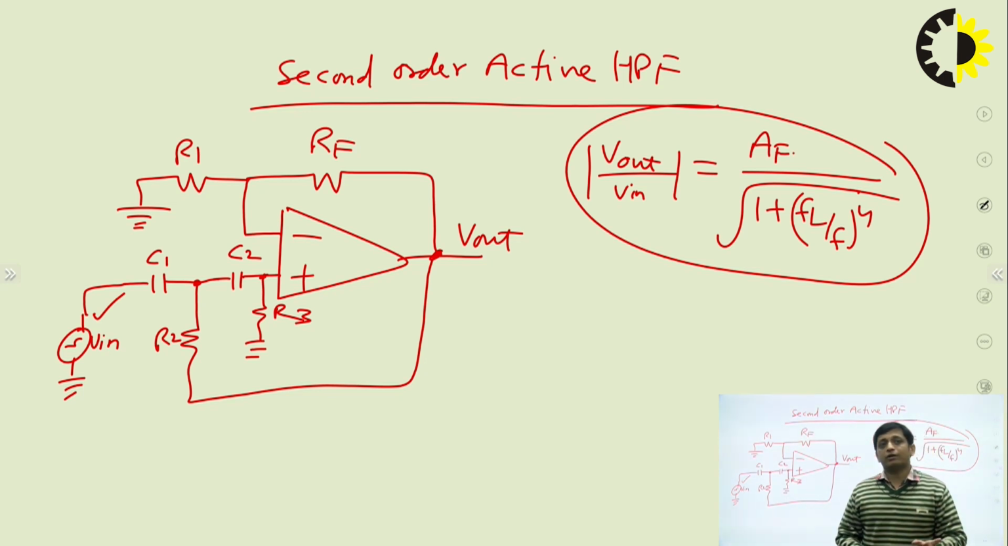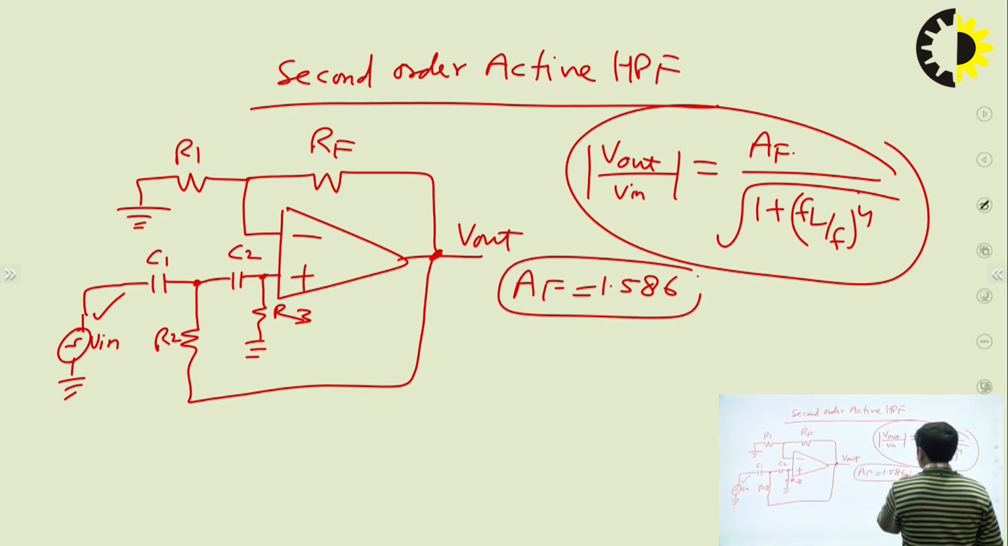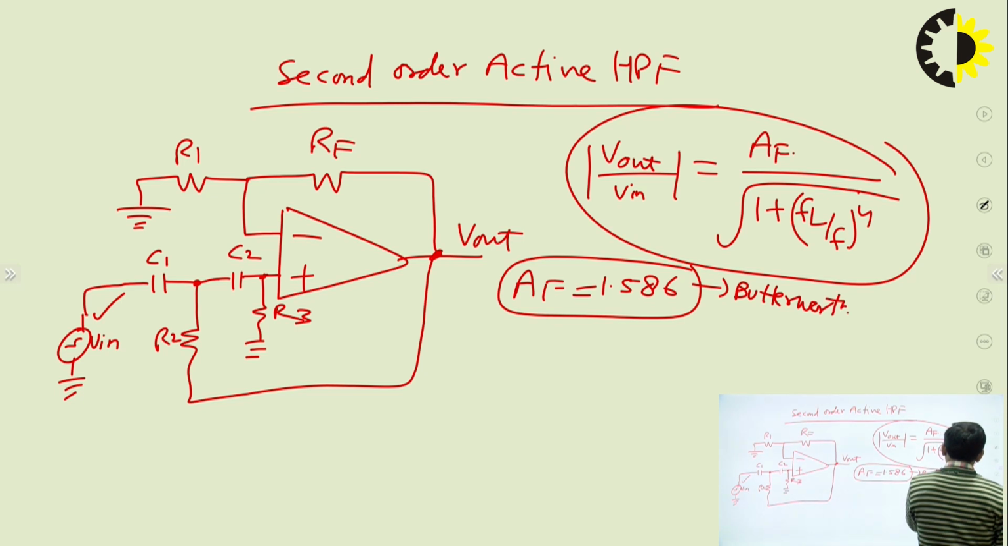And for second order filters, for second order low pass and second order high pass filter, we take the value of AF equal to 1.586, right? Because this value of AF gives the Butterworth response. What is the Butterworth response? What is a Butterworth filter? A Butterworth response or filter is the response or filter which gives a flat pass band.